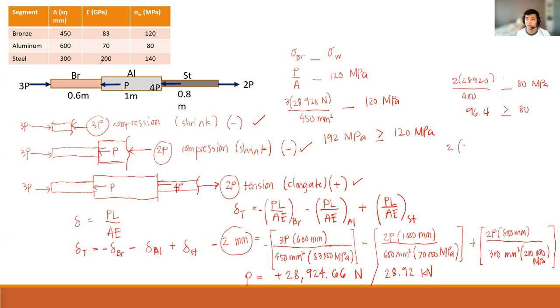Let's say 28,920. Probably if you type this answer, that is the wrong one. I'll try to examine this problem again. Probably I missed something out. But I think that's it for that.